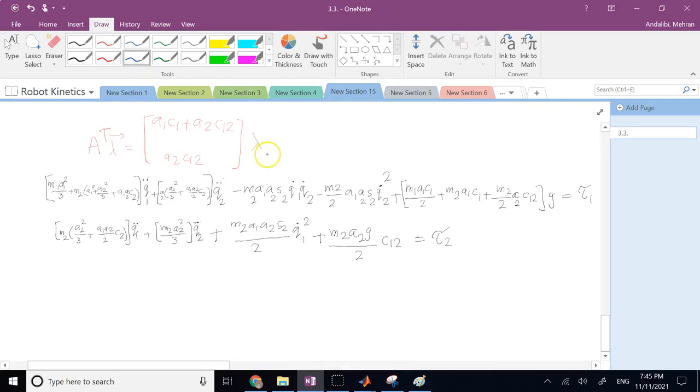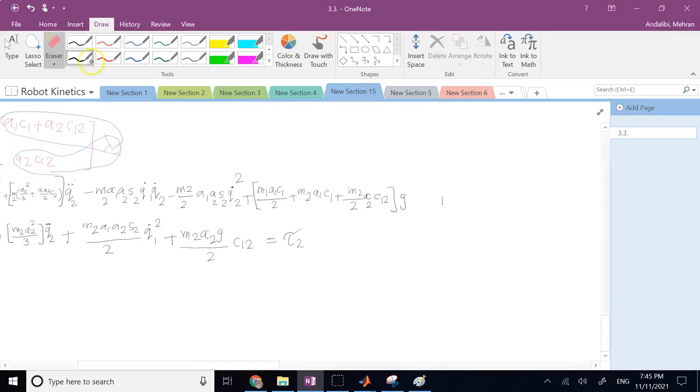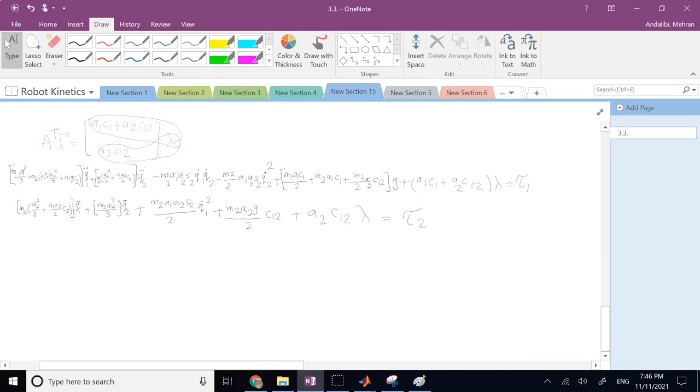So now each one of these terms, this one is going to be added to the first equation, and this one is going to be added to the second equation. So what you will have is plus a1 c1 plus a2 c12 times lambda equals tau 1, and then here plus a2 c12 times lambda equals tau 2. So that's how you should modify your two equations.